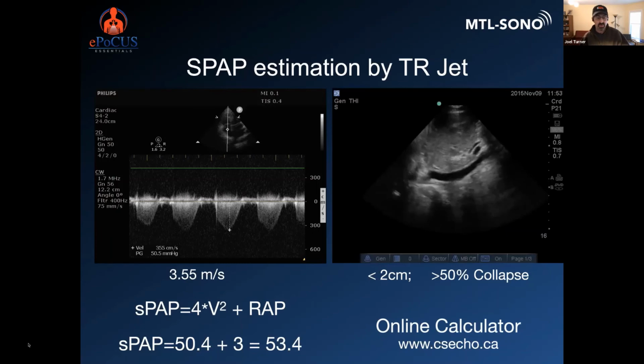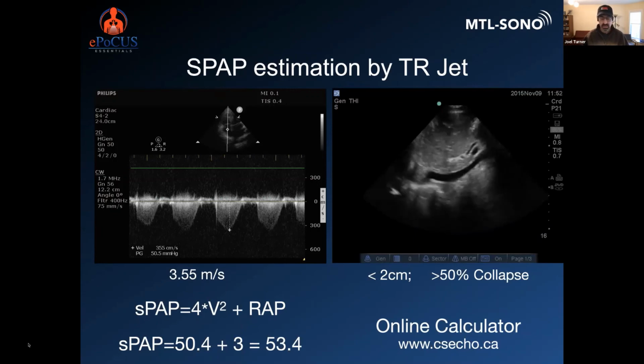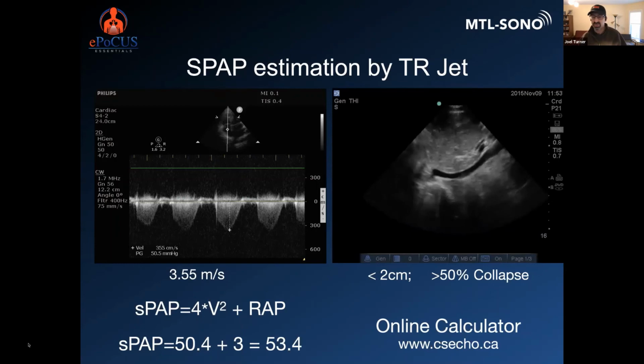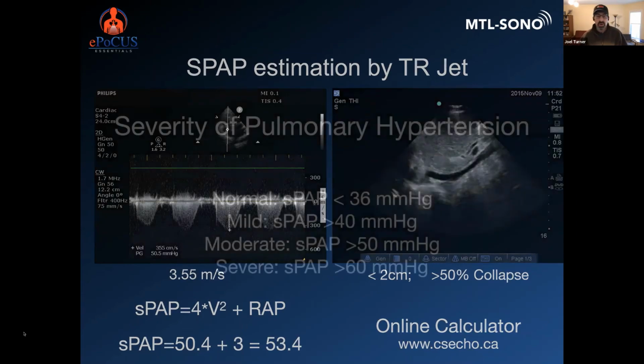You literally just put in the 3.55, you tell them what the IVC is, and it will spit out the systolic pulmonary artery pressure value. And if there's an online calculator, which I could move on, but I may lose the screen. It'll basically tell you that the systolic pressure in this patient is 53.4. So you have your measurement of your systolic pulmonary artery pressure.